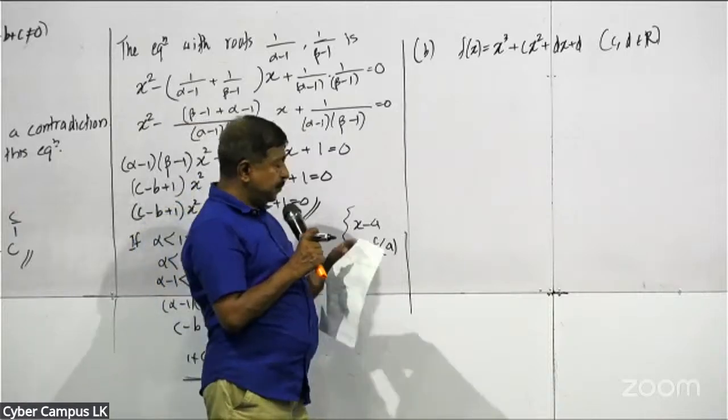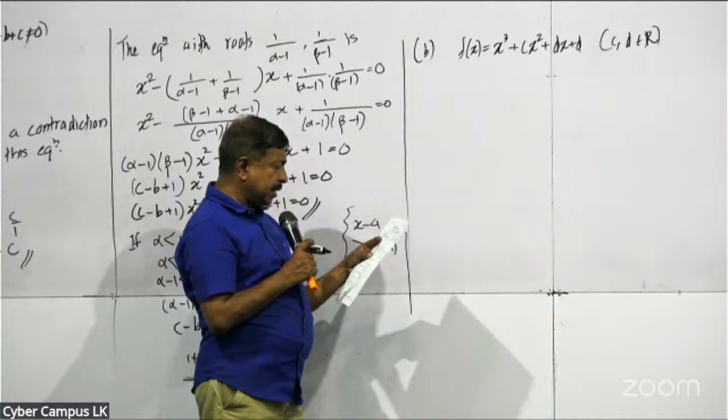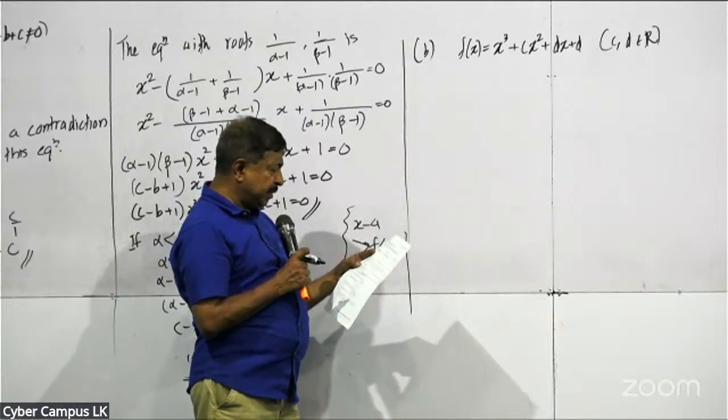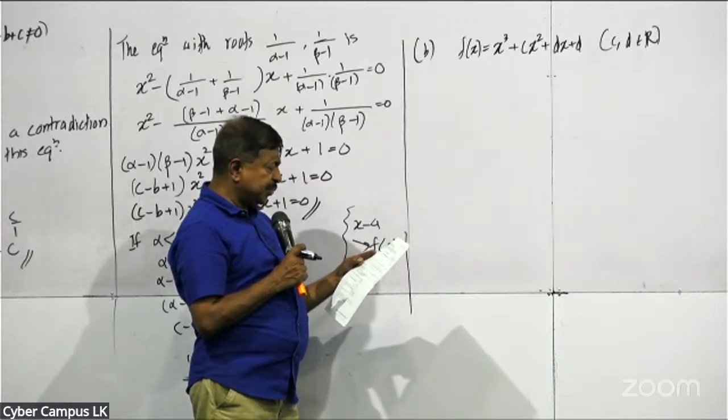All right. Now, first we need to show that when f(x) is divided by x minus c, the remainder will be like 2 plus cd plus d.